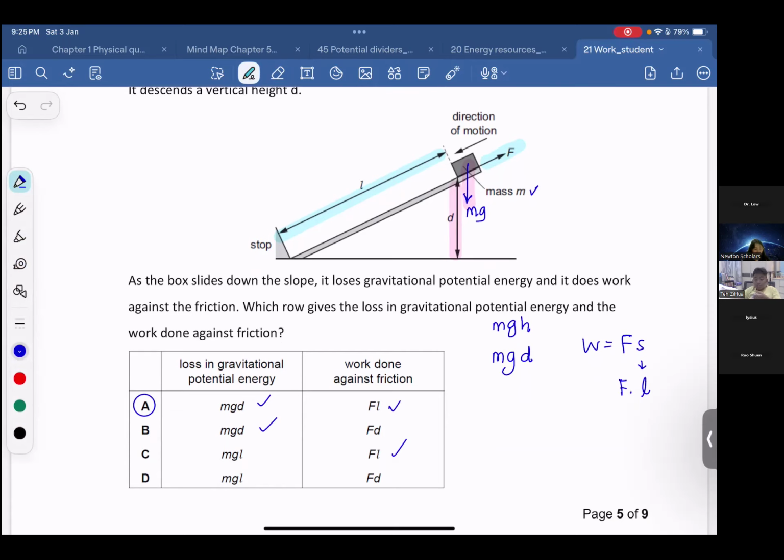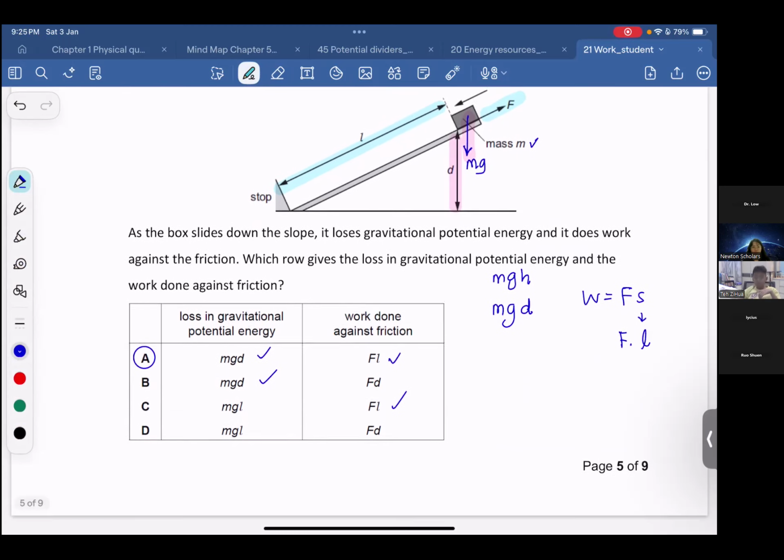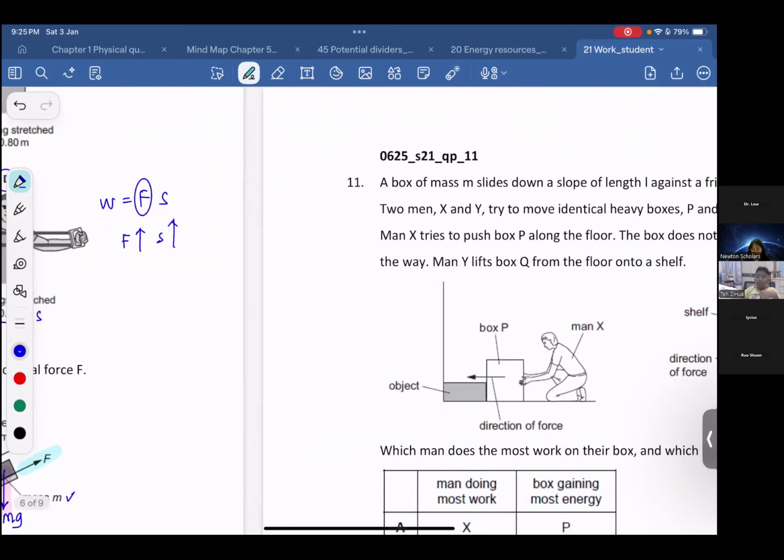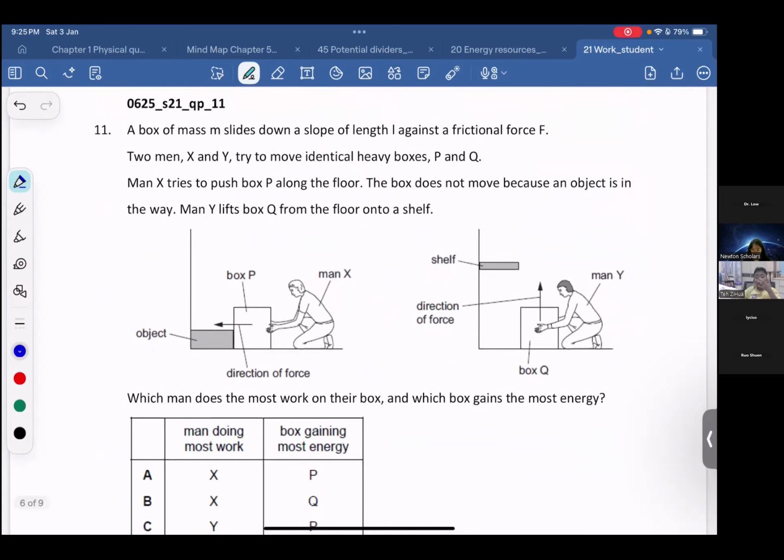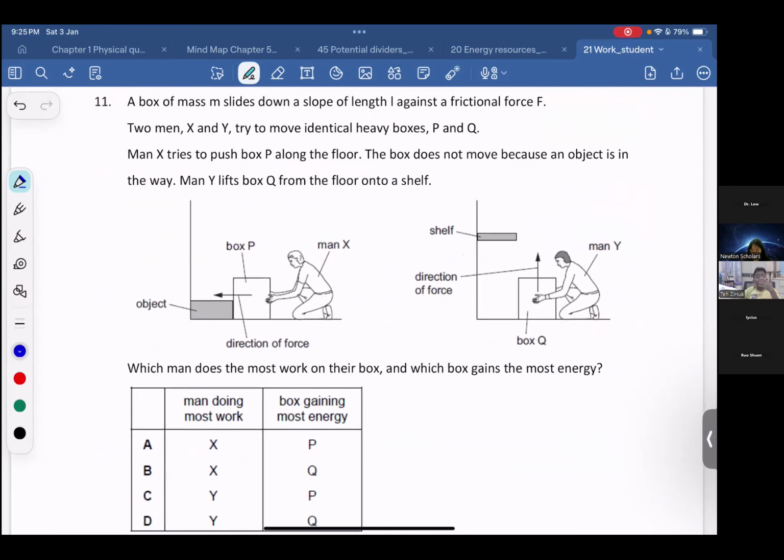Is that clear? Can we go to page number 6? Crystal okay? Zihua okay. Angeline okay.